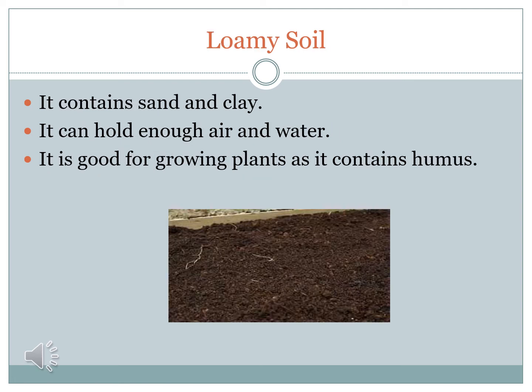Now next type of soil is loamy soil. Loamy soil is a mixture of sand and clay both. It contains sand as well as clay, and it can hold enough air and water, and this is the best soil. It is good for growing plants as it contains humus. Humus means remains of dead plants and animals. This humus makes the soil fertile. So that's why it is good for growing plants. So it is the best soil for growing plants.